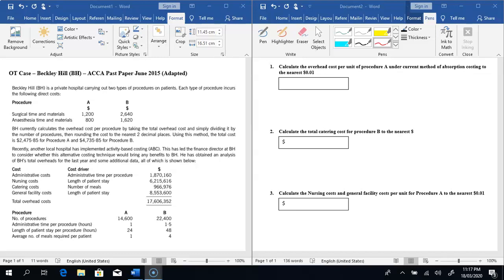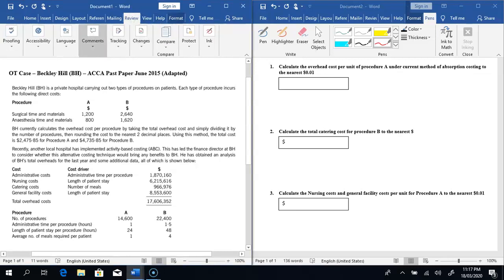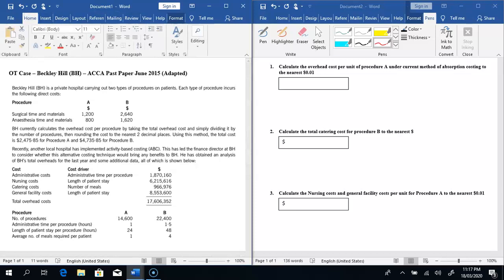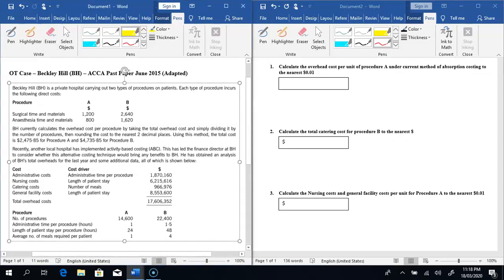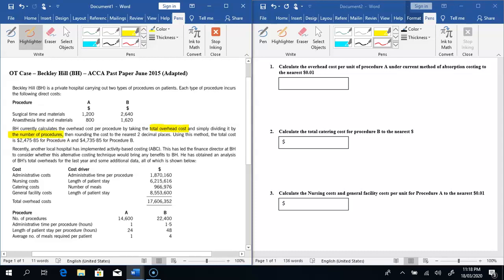Now in the next paragraph, they give you the current system of absorbing overhead. So let's read that. BH currently calculates the overhead per procedure, and I will just try to note it down by highlighting this as well. So currently the company takes the total overhead cost and divides it by the number of procedures. So this is the current method of absorbing overheads. Very simple. We take the total overhead cost, and at the bottom you can see this is the total overhead cost, and then the company divides it by the total number of procedures. So here you can see these are the total number of procedures. So by dividing total overhead cost by the number of procedures, they get an overhead rate, and applying this overhead rate, they calculate the overhead cost per procedure.